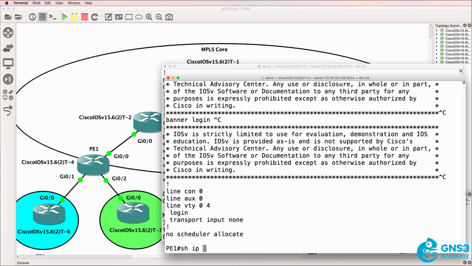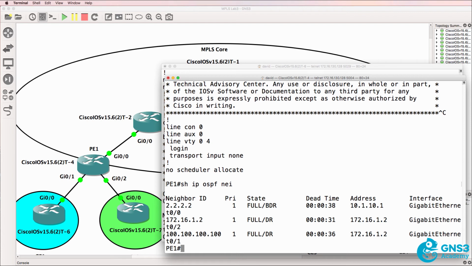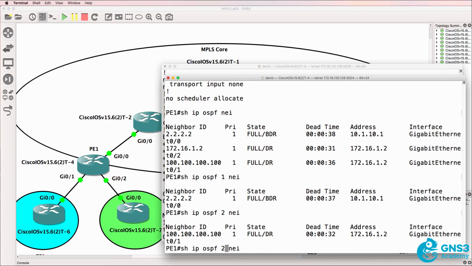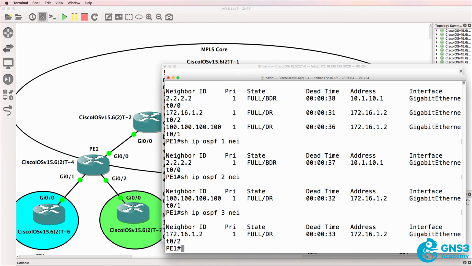So show IP OSPF neighbor. That shows us all our neighbor relationships. This is a global neighbor. This neighbor is in the green VRF. This neighbor is in the blue VRF. We could also do this, show IP OSPF 1 neighbor. That shows us process 1 neighbors, process 2 neighbors, and process 3 neighbors.